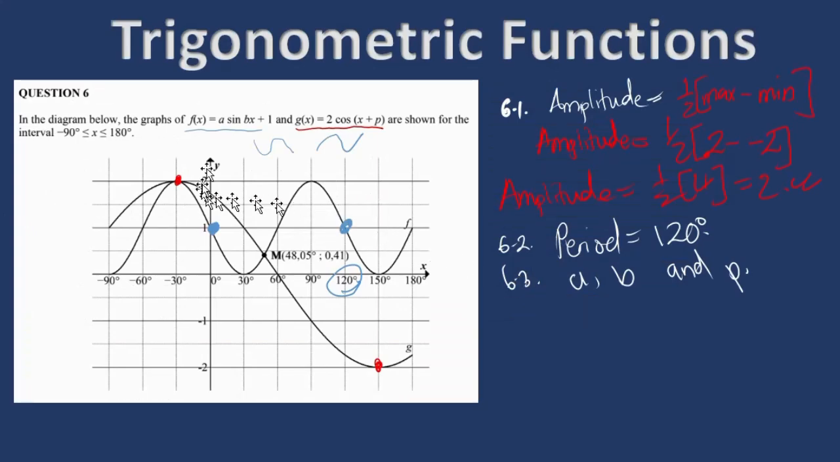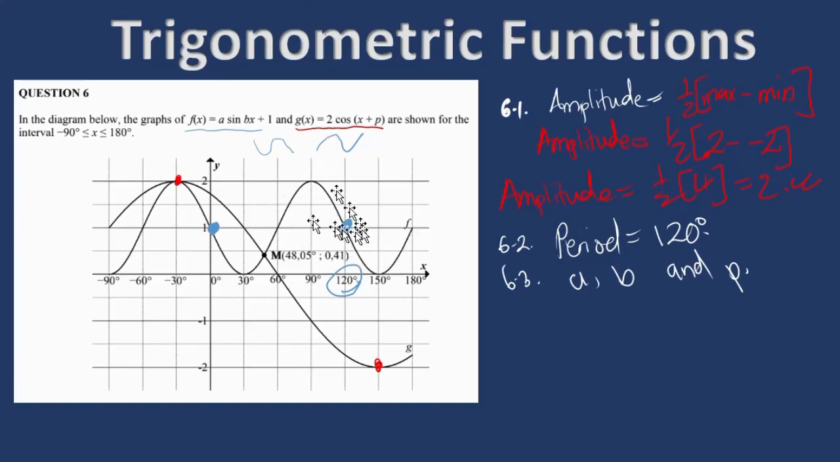A is found on the sine graph right here. A is the coefficient of sine, and we said the coefficient of sine always represents the amplitude. So here, we're looking for the amplitude of sine. Here's a sine graph, the graph of f. Its amplitude is the distance from the point of rest.